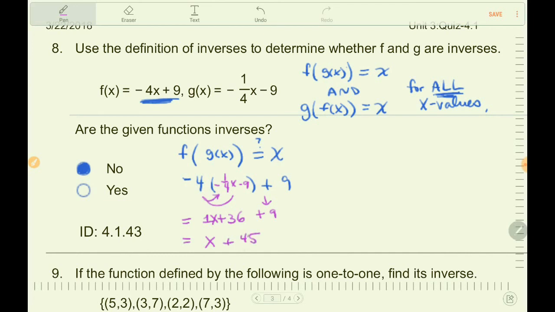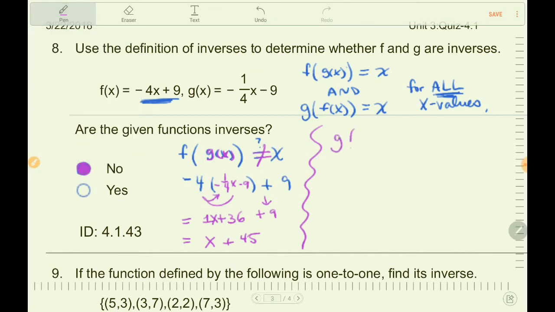So it did not result in x. So now for that in general, I would be able to say, no, they're not inverse functions. Now, because it already failed in one direction, I don't actually need to do the other direction, but I'm going to do it simply so we can see both sides.